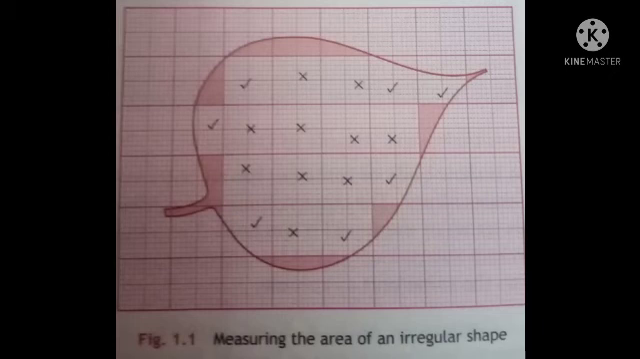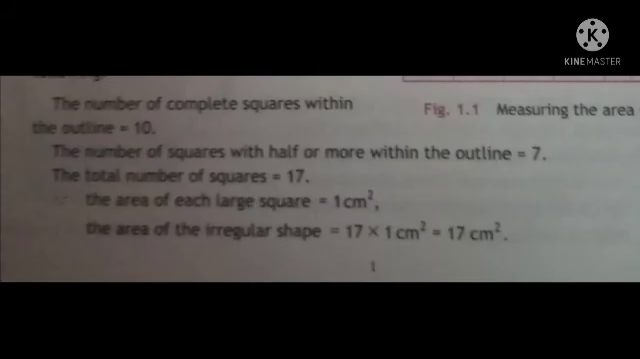Let me show how to find out the area of this irregular shape of the leaf. Here the number of complete squares within the outline of the leaf is 10, and the number of squares with half or more than half is 7. So the total number of square boxes is 17. 10 plus 7, 17. The area of each large square is 1 centimeter square.